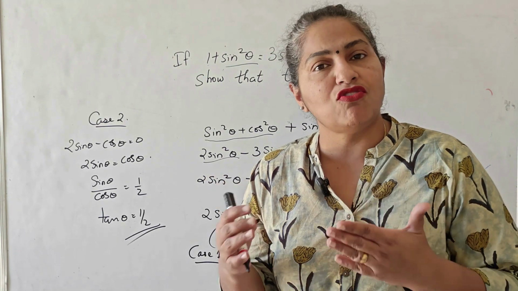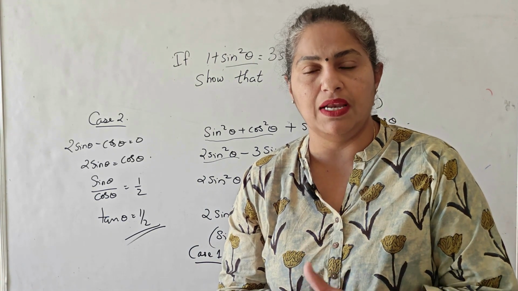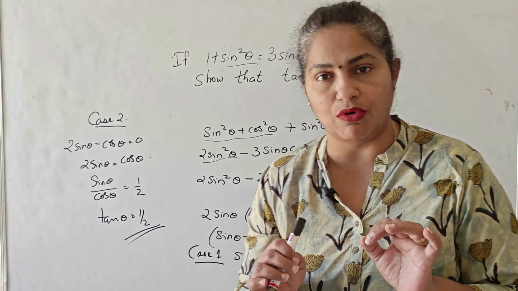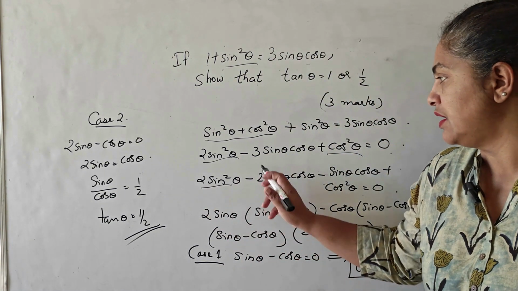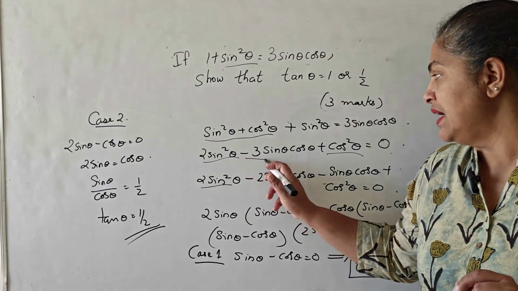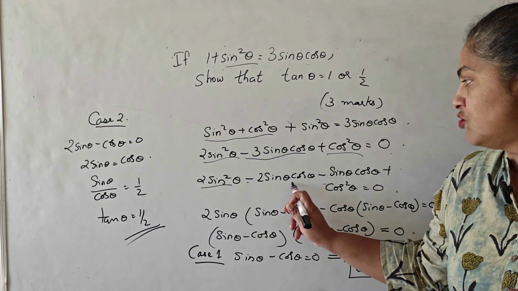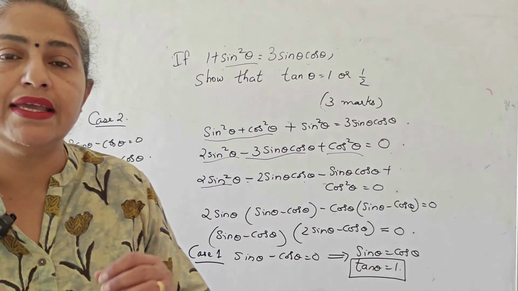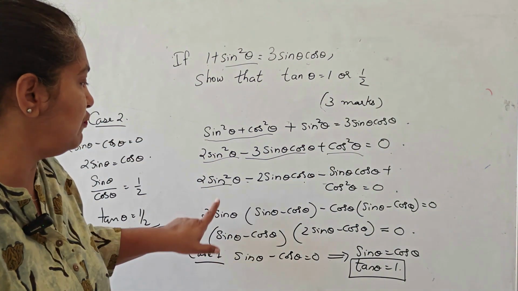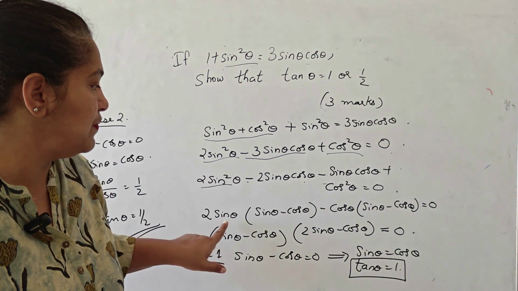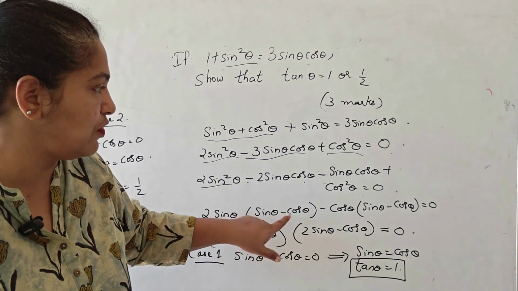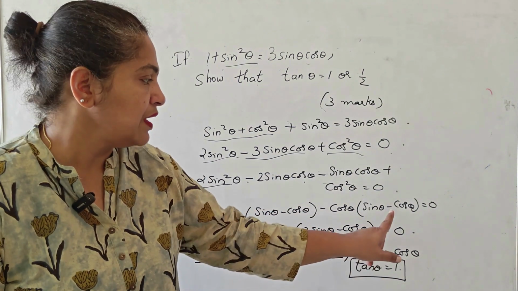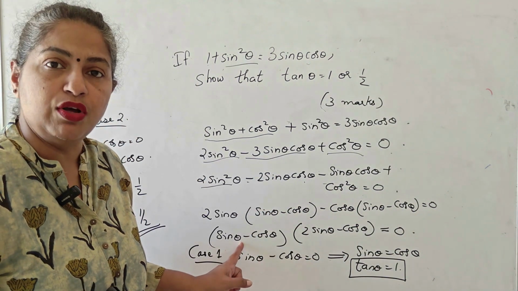In reality, you can solve it even by using the quadratic formula, but for your understanding, I have used the splitting of the middle term over here. So 2 sin square theta retained as such, minus 3 sin theta cos theta is minus 2 sin theta cos theta minus sin theta cos theta. Now you can see that I can take out common terms from the first two and the last two. So 2 sin theta into sin theta minus cos theta, and from these two terms I have taken out a minus cos theta. Now sin theta minus cos theta is common over here.